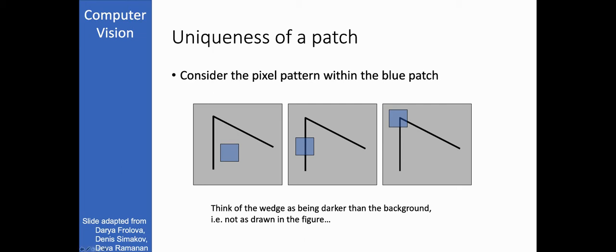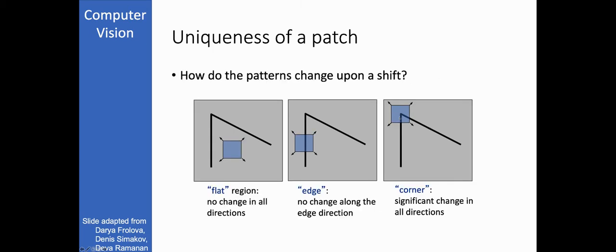So consider a pixel pattern within the blue patch here, and assume that in this image, inside this wedge, it's completely black, and outside it's completely white. Now, if I look at the pixel patterns here and study how they change as I shift this patch, I should get a good idea of what's really distinctive.